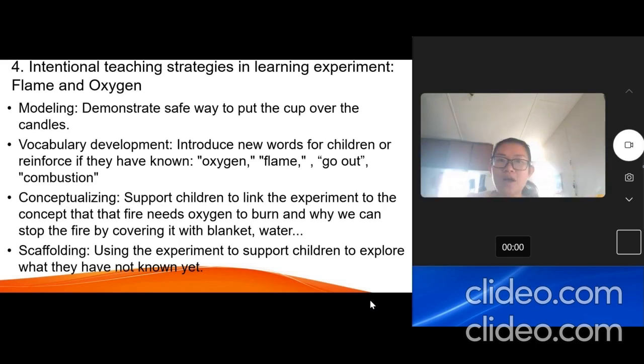So to structure the knowledge of the children, so to support the children link from the experiments to the concept that fire needs oxygen to burn, and why we can stop the fire by covering it with blankets or water. And then another teaching strategy is scaffolding. So I guide the child from the unknown to the known by supporting them using the experiment, so children can explore what they haven't known yet by doing the experiment.